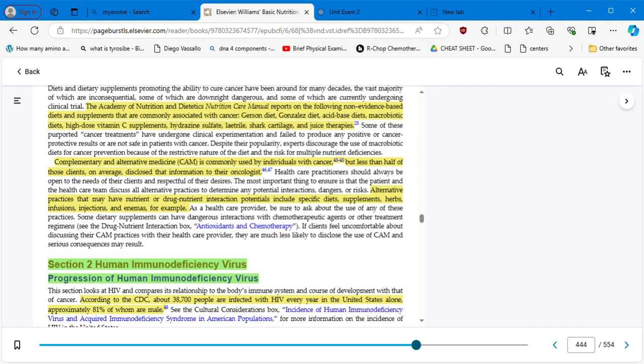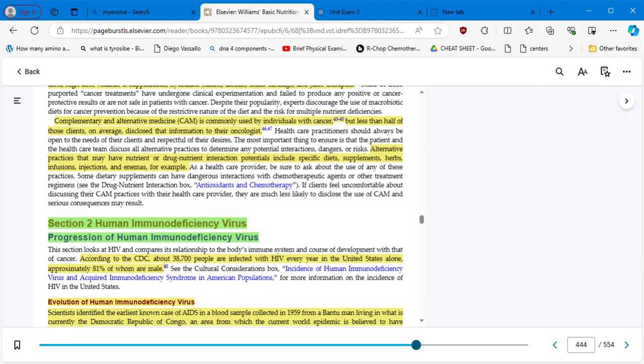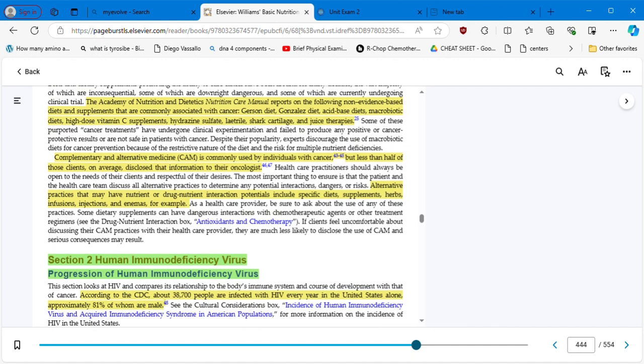Complementary and alternative medicine is commonly used by individuals with cancer, but less than half of those clients on average disclose that information to their oncologist. Yes, they don't want to tell the oncologist, doctor, I am using the Gerson therapy, I'm using the Gonzalez diet, because most of the doctors don't trust these therapies. Because in fact, there is not much money available to pay for research for these therapies. There is more money available to do research on chemotherapies. So that's why many patients don't share that they are following this type of therapies or diets.